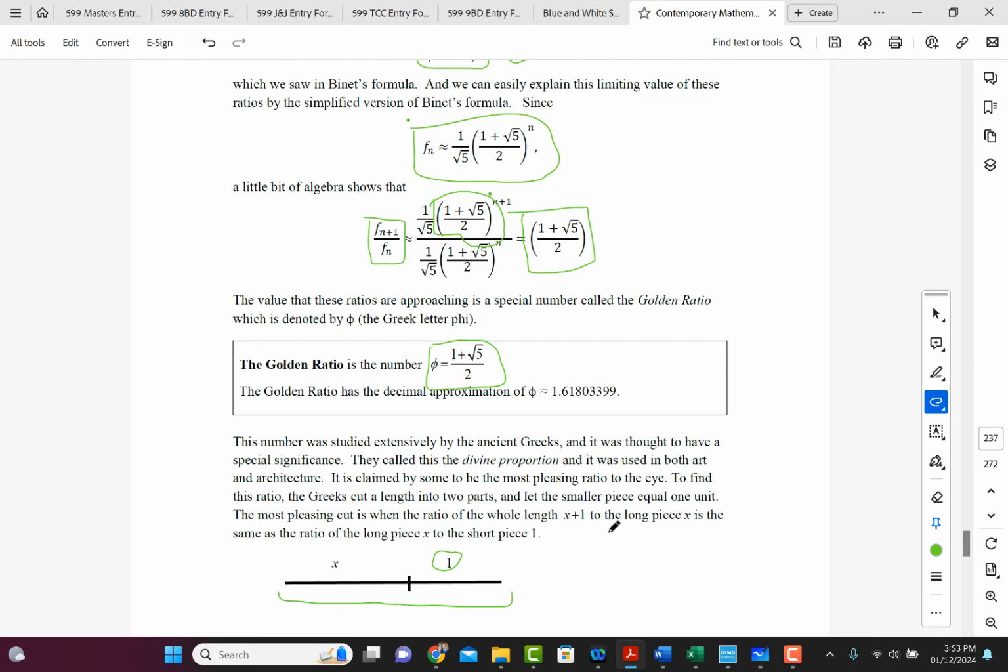So it would be the ratio of the whole piece, x plus 1, to the long piece, x, is equal to the ratio of the long piece, x, to the short piece, 1.